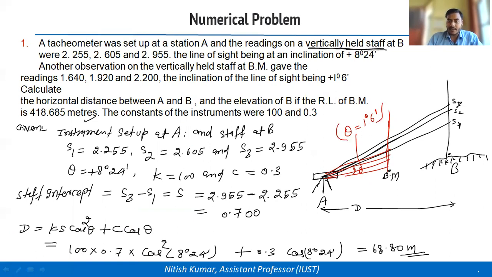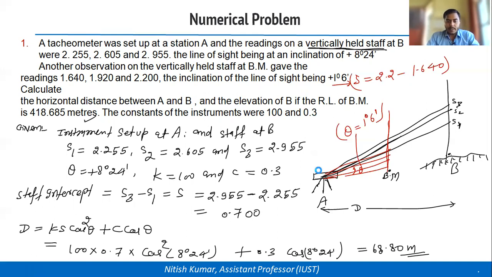So for this case, we can calculate S, that is 2.2 minus 1.640. And now we can calculate V. After calculating V, we can calculate the elevation of A, the elevation of the instrument axis A, and that we can use for B. So we can calculate the RL of B also. Are you getting my point?